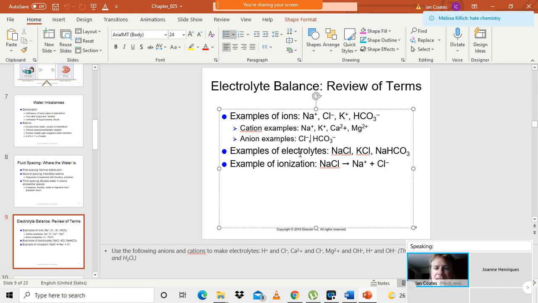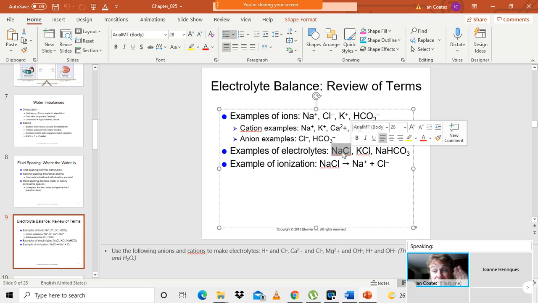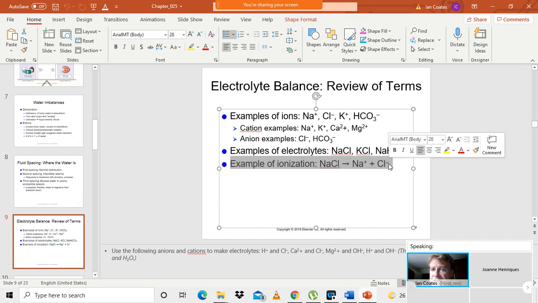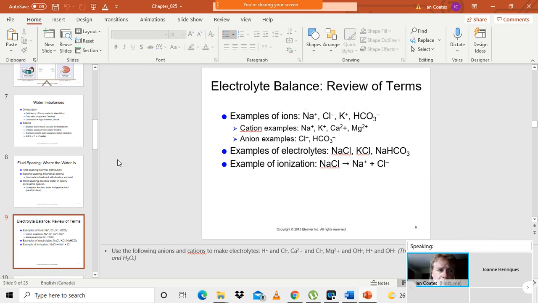Okay. Examples of electrolytes. This is sodium chloride. This is salt. And when you break it up, when you eat it or put it into water, it breaks up into 2 specific ions. All right. Here we've got potassium chloride. Here we've got sodium bicarbonate. Okay. And examples of ionization, like I just said there. Sodium chloride breaks up into its 2 ions. Okay.